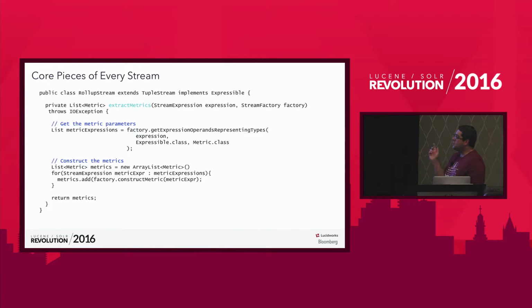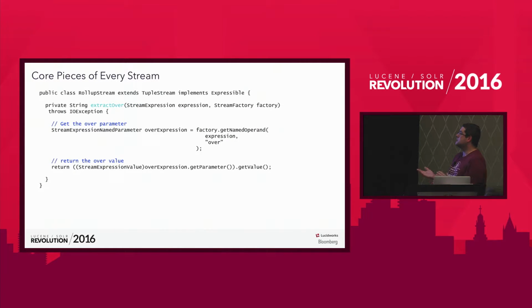And then we're going to take those expressions, and there could be 0, 1, 10, 20, we don't know how many there are. And we're just going to iterate through all of them. And we're going to call factory.constructMetric with the metric expression. And again, that's going to look at the name of the metric, figure out what class implements it, and then construct an instance of that by calling the constructor for that class, and then return it to you. So we just add that to our list of metrics.